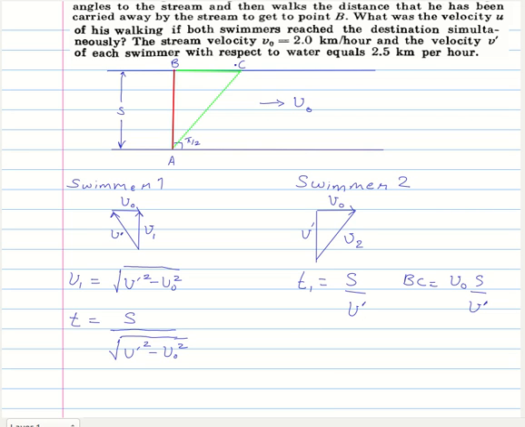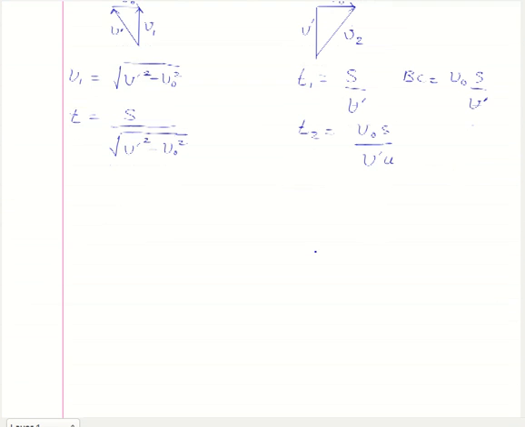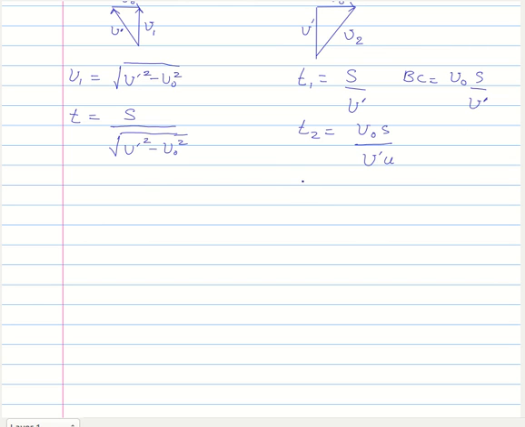Now we are also given his walking velocity, u, which is what we are supposed to find. Suppose the boy can walk with the velocity u, what is the time he will take in covering the distance BC? Let us call that time t2. The time taken in crossing this distance is this distance divided by velocity u, so u will come in the denominator. So the total time taken by swimmer 2 is t1 plus t2, which is s by v dash plus v naught by v dash times s by u.